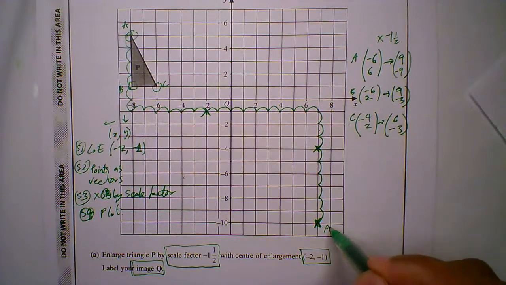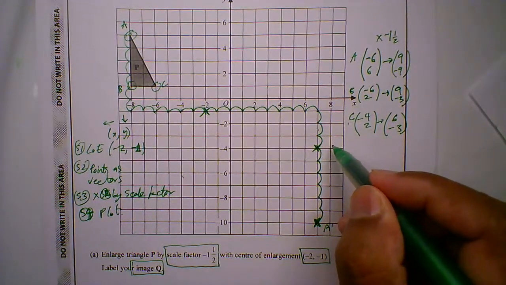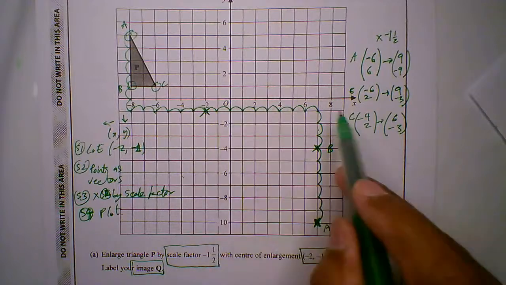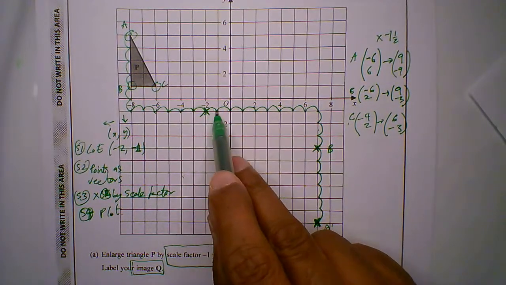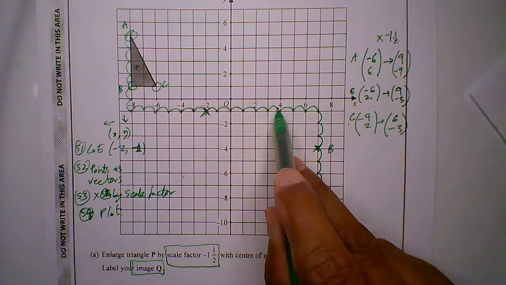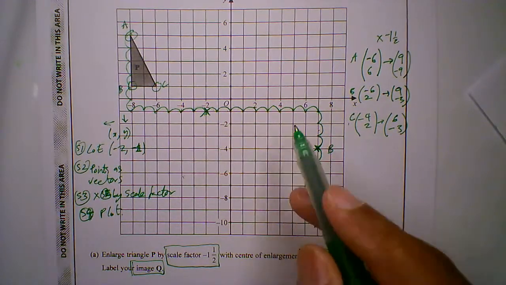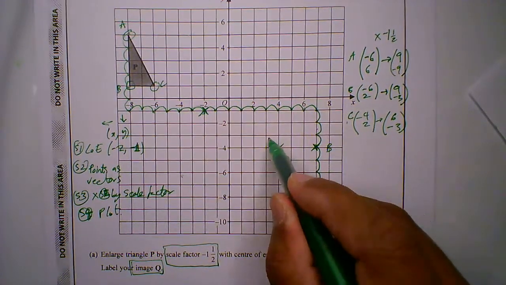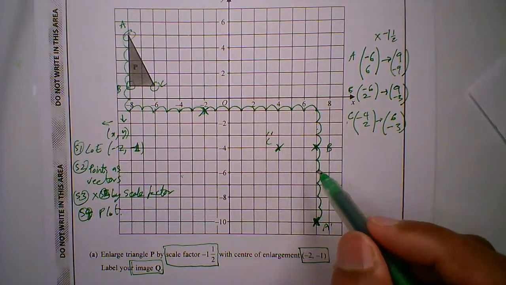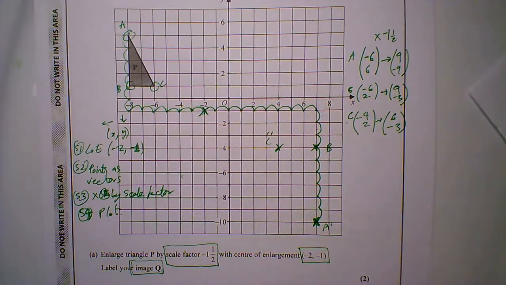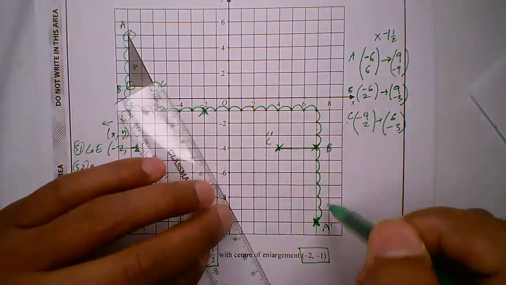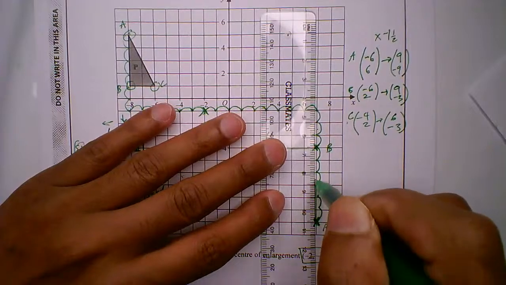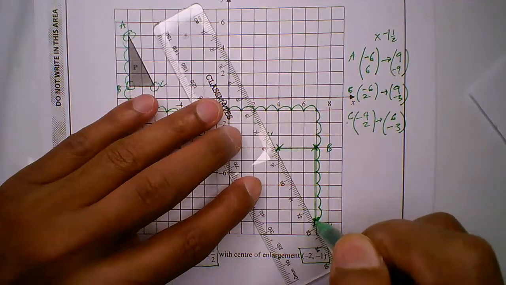I can label this A dash, B dash. And the next one is 6 across, 3 down again. 1, 2, 3, 4, 5, 6, and 1, 2, 3 down here. So that's my C dash, if you like. And now I just need to connect the points. Connect the points here and here and there. There we are.